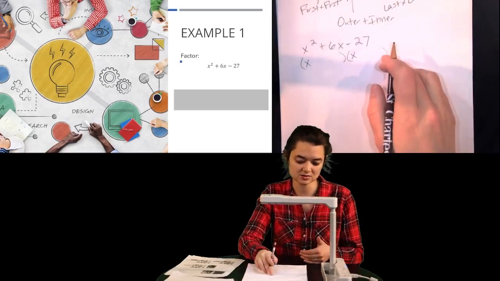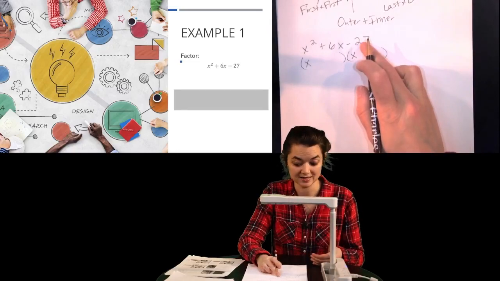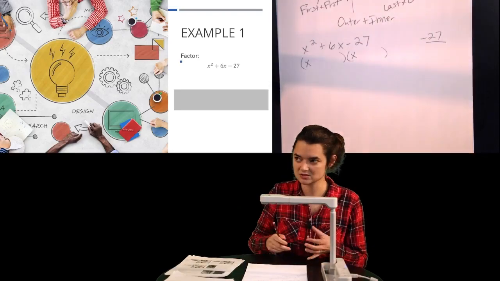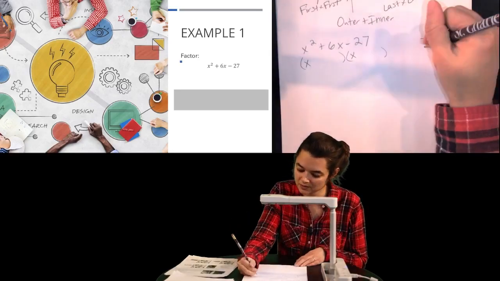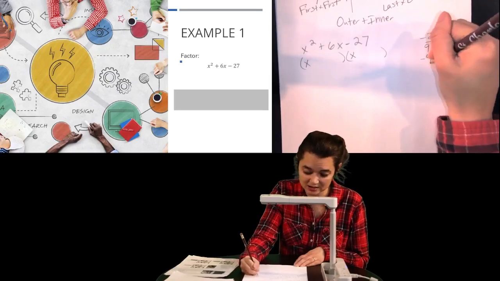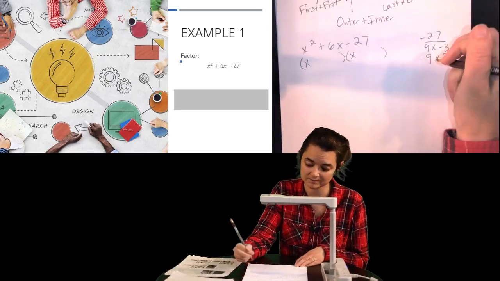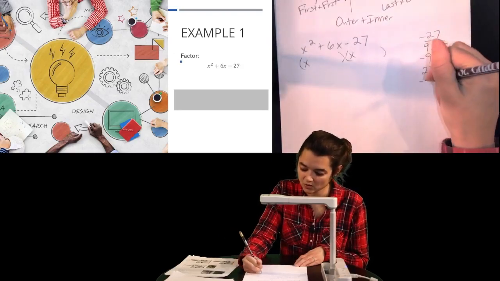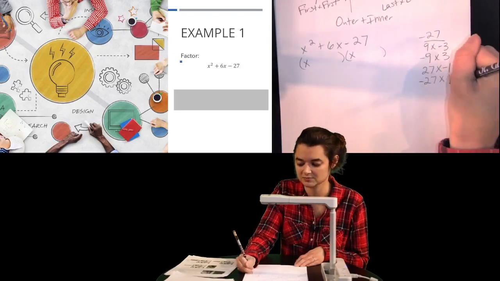Then the last times the last needs to multiply to give me a negative 27. So with negative 27, we have some options. We could do 9 times negative 3. We could do negative 9 times a positive 3. We could do 27 times negative 1 or negative 27 times a positive 1.